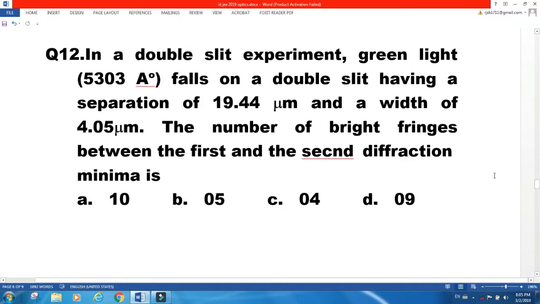Now next question. In a double-slit experiment, green light of 5303 angstrom falls on a double slit having a separation of 19.44 micrometer and a width of 4.05 micrometer. The number of bright fringes between the first and the second diffraction minima is?